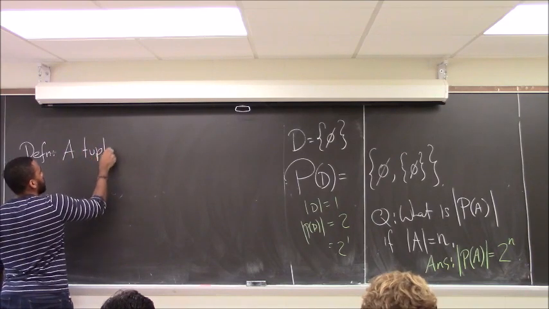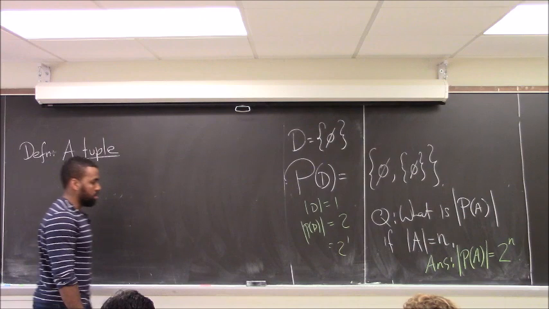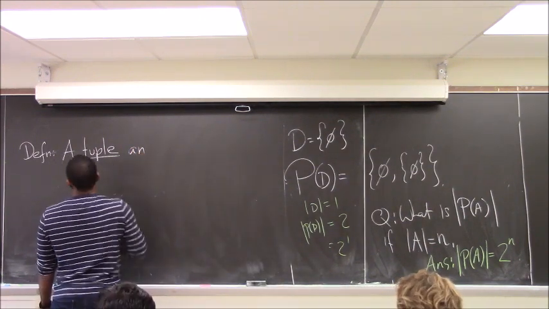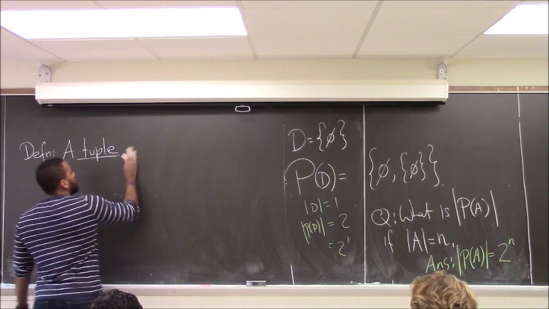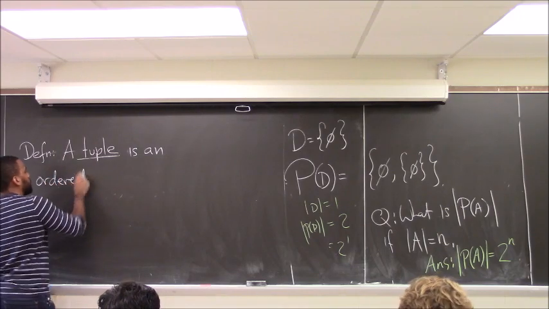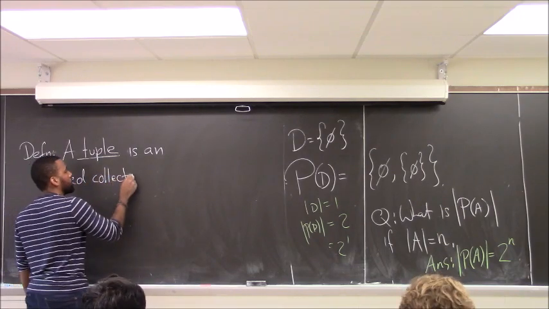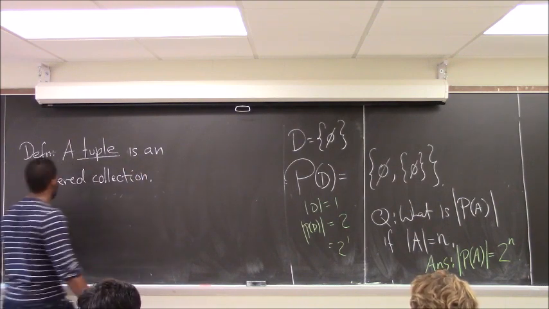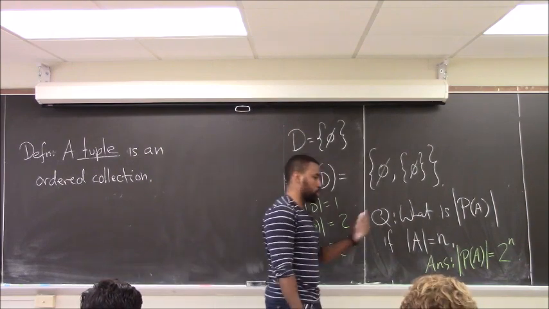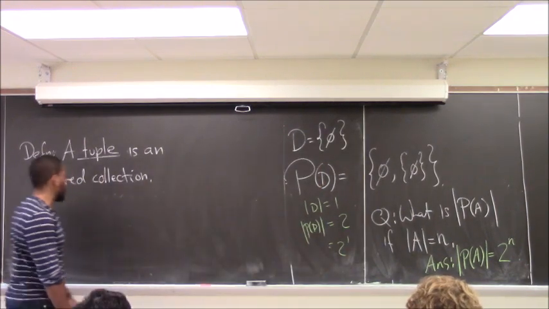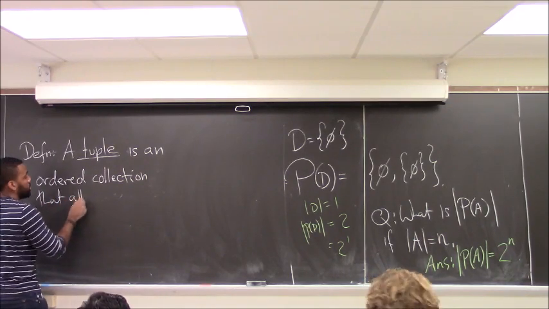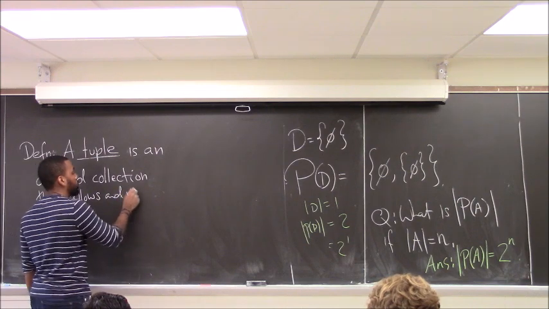A tuple. We're going to define a new kind of object called a tuple. A tuple is an ordered collection. So you can almost think of it as a set where the order actually matters. It matters who comes first, who is second, who is third when you list these things. That allows and remembers repeats.